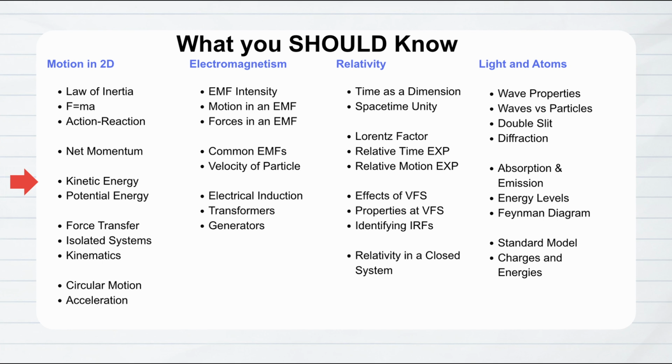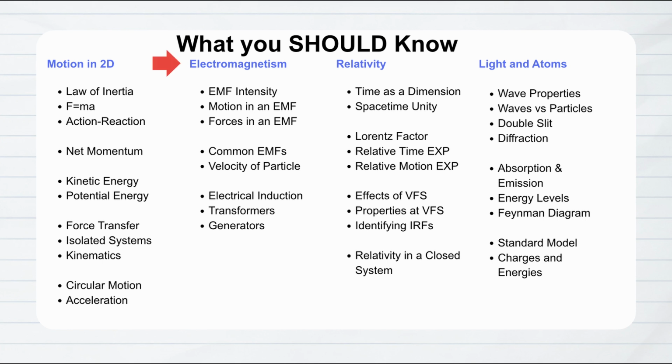Kinetic energy, half mv squared. Potential energy depends on what you're talking about, whether it's gravitational, it's mgh. That's just equations as well. Inelastic and elastic collisions, isolated systems, a system without drag, without something else pushing it from the outside. And then kinematics, that's using maths to figure out velocity, knowing that velocity is a derivative of displacement, that kind of thing.